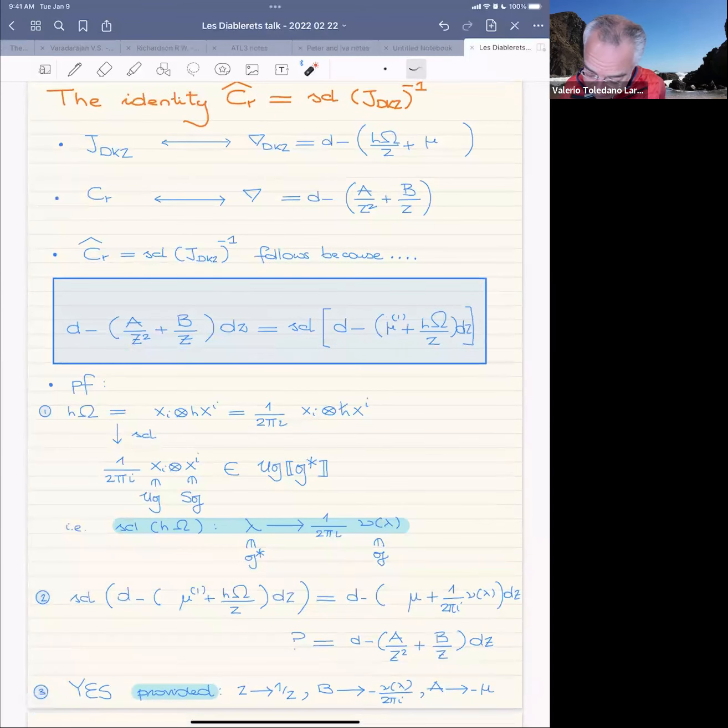So let's think of taking the semi-classical limit of this differential equation here. The main thing is to take the semi-classical limit of this h omega. Now, h omega is this thing here. And I'm going to introduce h bar, which, remember, was h times 2 pi i.